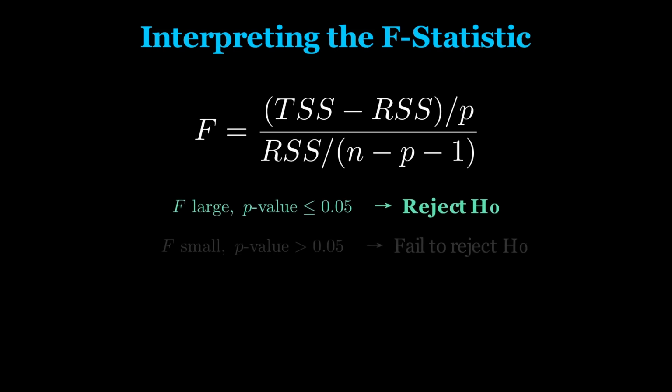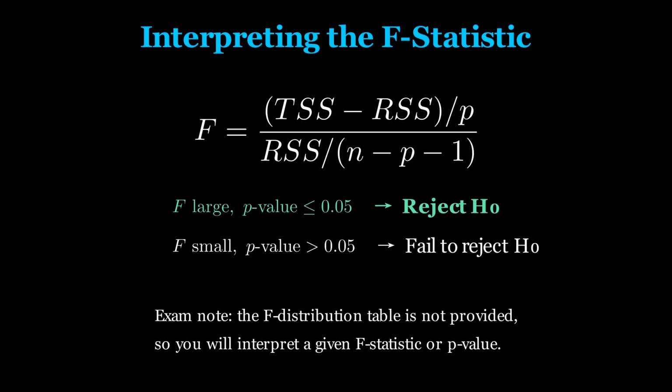For the decision rule, if the F-statistic is large and the p-value is at or below 0.05, we reject the null hypothesis. At least one predictor is significantly associated with the response. If F is small and the p-value exceeds 0.05, we fail to reject the null hypothesis. The model shows no significant relationship. On the exam, you won't need to look up critical values from the F distribution table. Instead, you'll be given an F-statistic or a p-value and asked to interpret it.